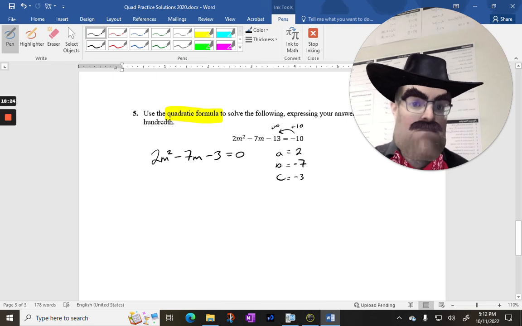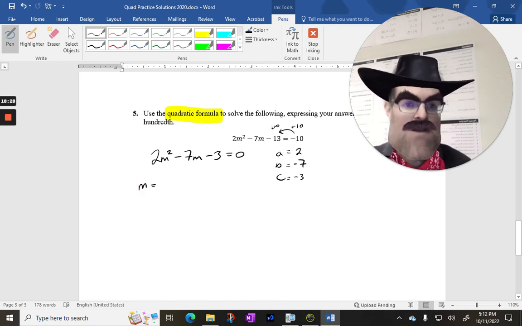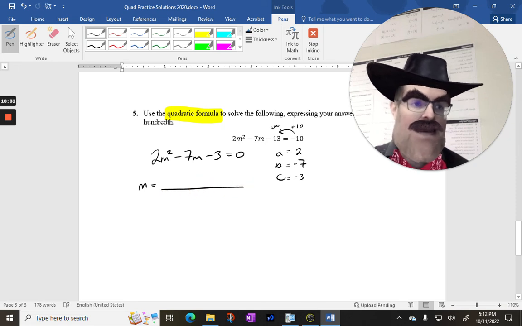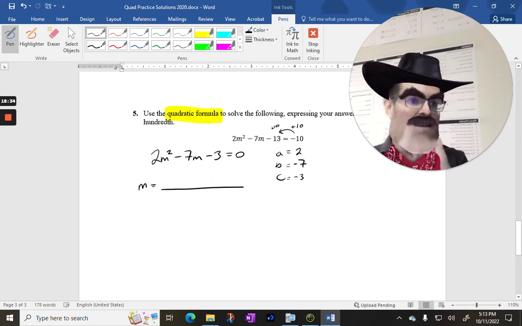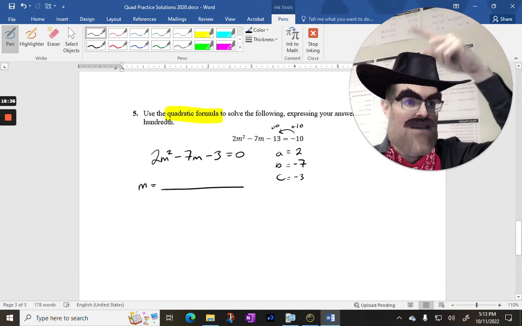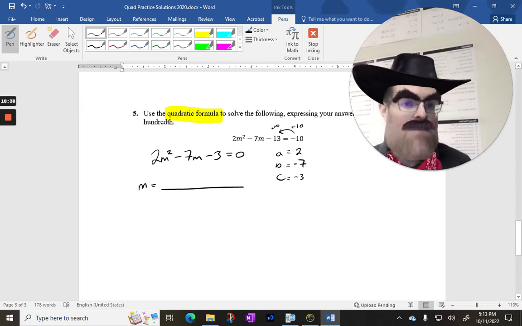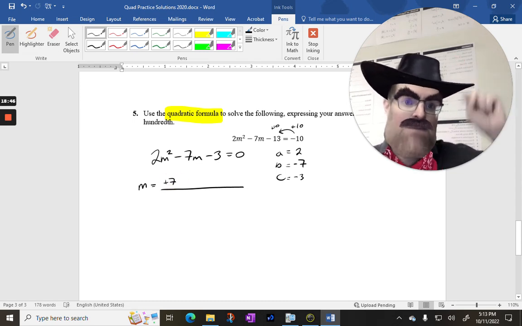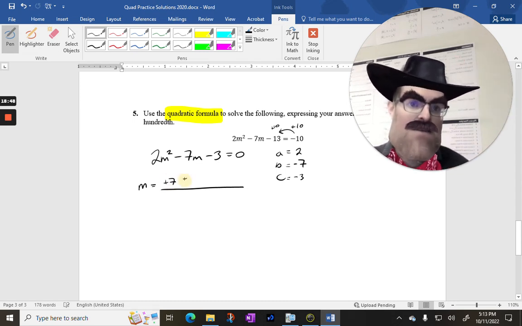Once I have that, I'm going to solve for m here. And m and x are interchangeable, so I'm solving for that. Negative 7. Remember, the formula says negative b. But negative 7 turns into a positive 7. Even though it says negative b on the formula, because I got two negatives, it's going to turn positive.